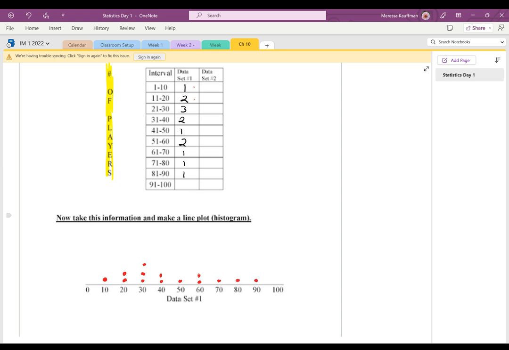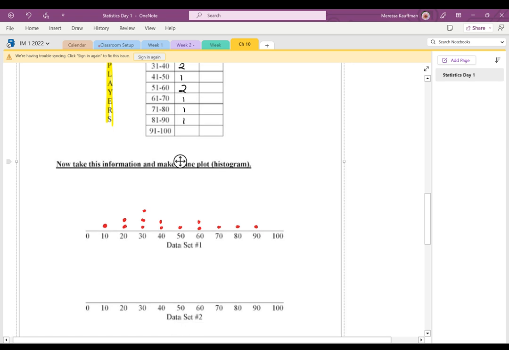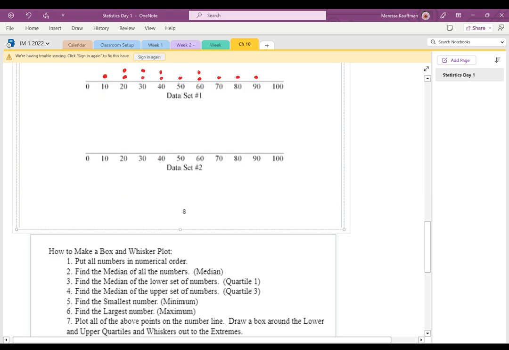Again, I'm just putting the dots. The dots should match what's in your frequency table. And notice how there's a little height. It seems to go kind of up and down and then around again. So that's kind of how that looks. All right, so now for the last part of this, and again, you're going to do this for data set 2.